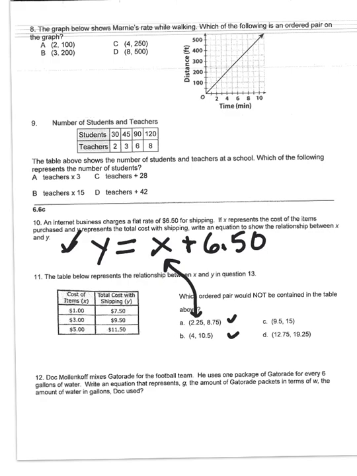If I take $9.50 and add $6.50, something's not looking too great. I believe if you added 9 plus 6, you get 15, but then we've got 50 cents and 50 cents. So we get much more than 15, so that is incorrect. And $12.75 plus $6.50 should give you $19.25.